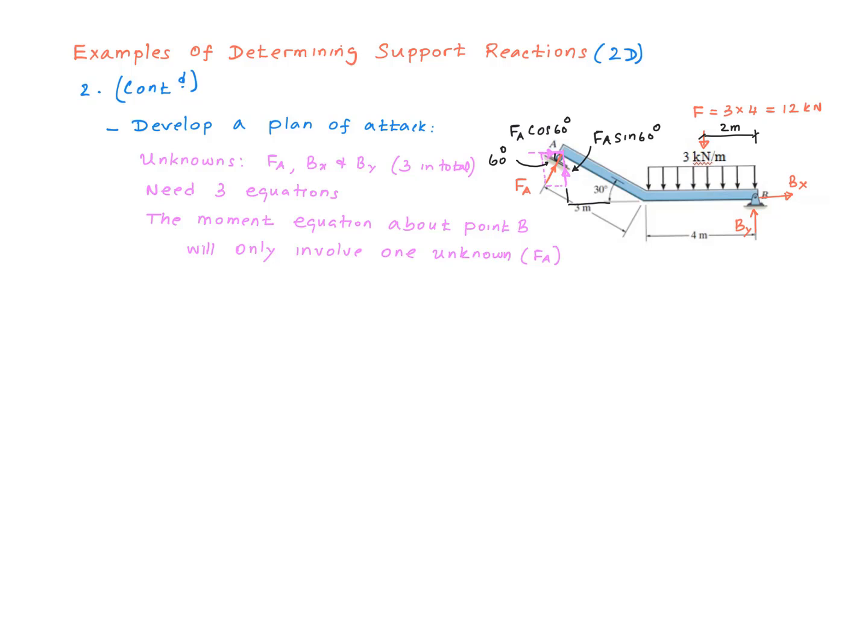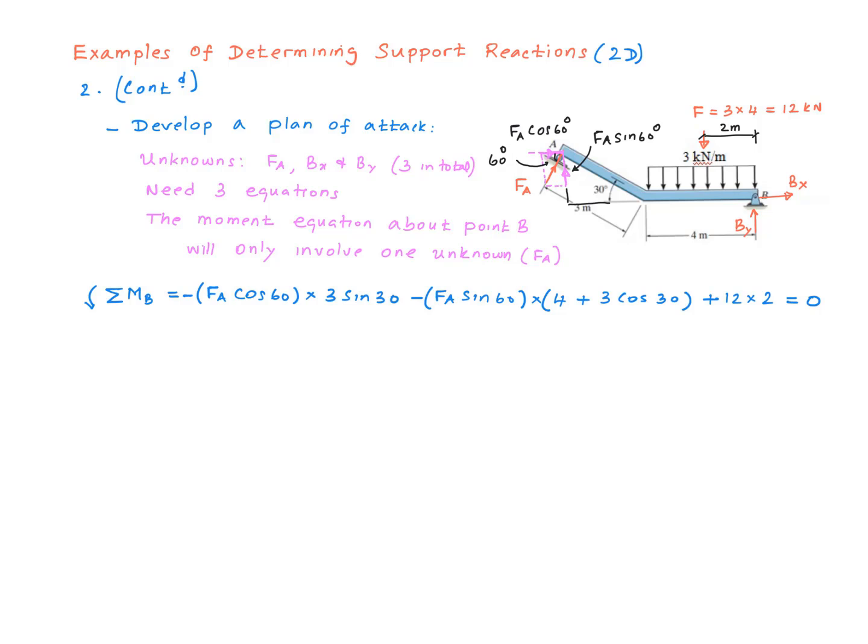We do have three unknowns, FA, Bx, and By, so we're going to end up writing down three equations. So that's a matter of sequencing them so that the process becomes a little easier for us. So we see that the moment equation about point B is the best choice to start with. So here's my moment equation about point B. The forces to be considered are Bx, By, 12 kilonewton, FA sine 60 and FA cosine 60. So there are 5 of them, right?